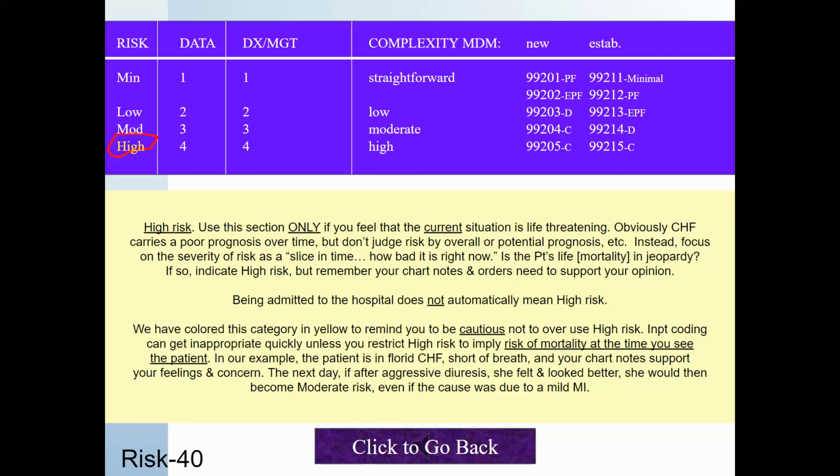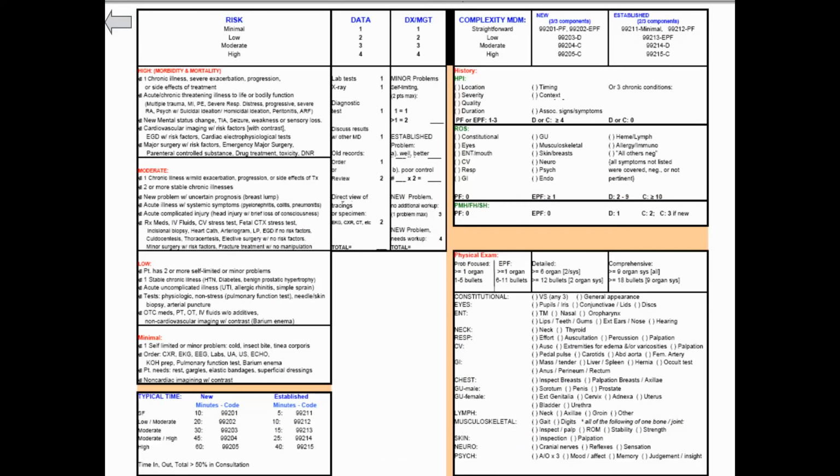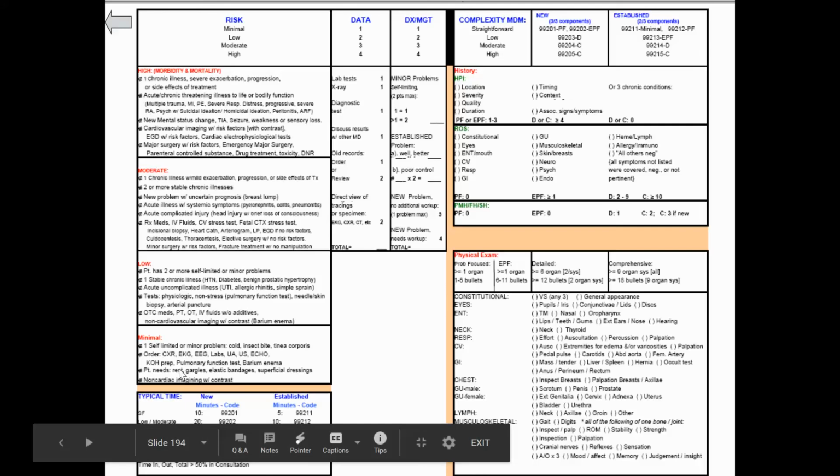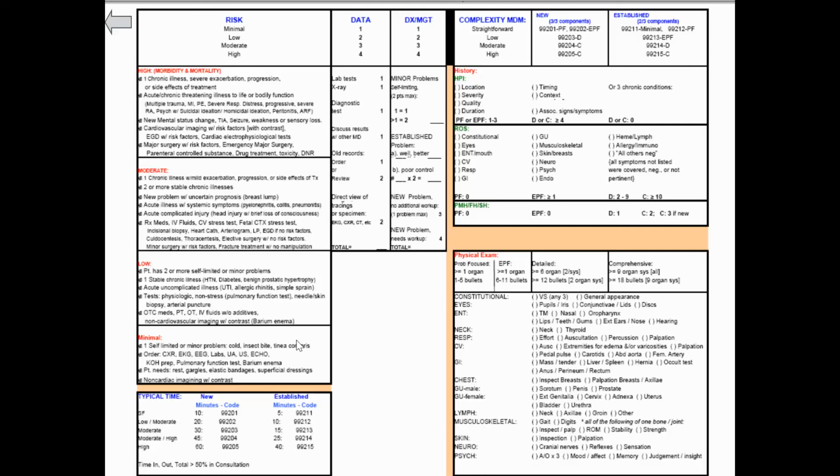And let's go back and look at our worksheet for just a minute. So when you see little Jimmy and you tell mother it's not that bad, go ahead and just keep it clean with soap and water. Don't worry about it. It should be fine. So think of that as minimum risk. It's like home remedies. It's rest, gargles, elastic bandages, superficial dressings. Those are the examples that the AMA has given down here in this section. But otherwise, you could think of it as soap and water, things like that.